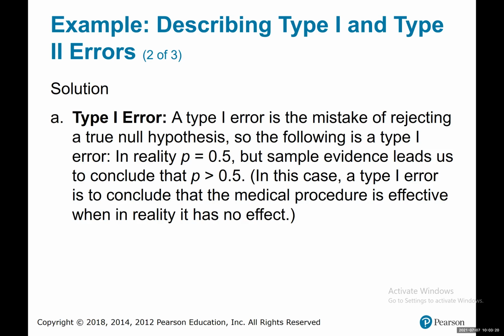Solution. Type 1 error. A type 1 error is the mistake of rejecting a true null hypothesis, so the following is a type 1 error. In reality, p equals 0.5, but sample evidence leads us to conclude that p is greater than 0.5. In this case, a type 1 error is to conclude that the medical procedure is effective when in reality it has no effect.